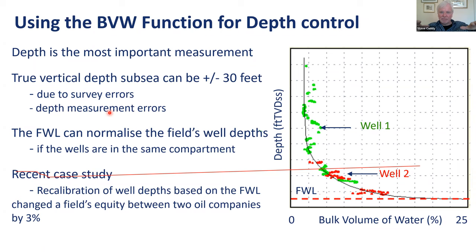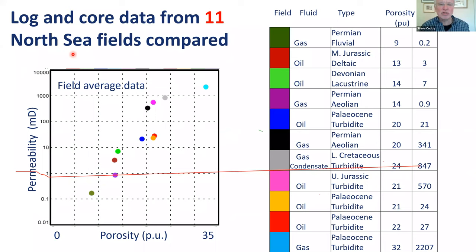So in a recent case study, the wells were readjusted for depth. They were calibrated on the free water level and it changed the field's equity between the two companies by 3%. Now, 3% doesn't sound a lot, but for a $1 billion field, that is a significant movement based upon the BVW function.